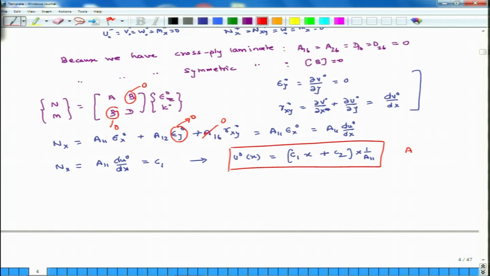We do not know what these values of C1 and C2 are, we will find that later, but what we are seeing is that u in this case is linearly varying over the length of the plate. So, in the next class we will continue this discussion and solve the entire problem for this particular plate. So, that concludes our discussion for today, and I look forward to seeing you tomorrow. Thank you.